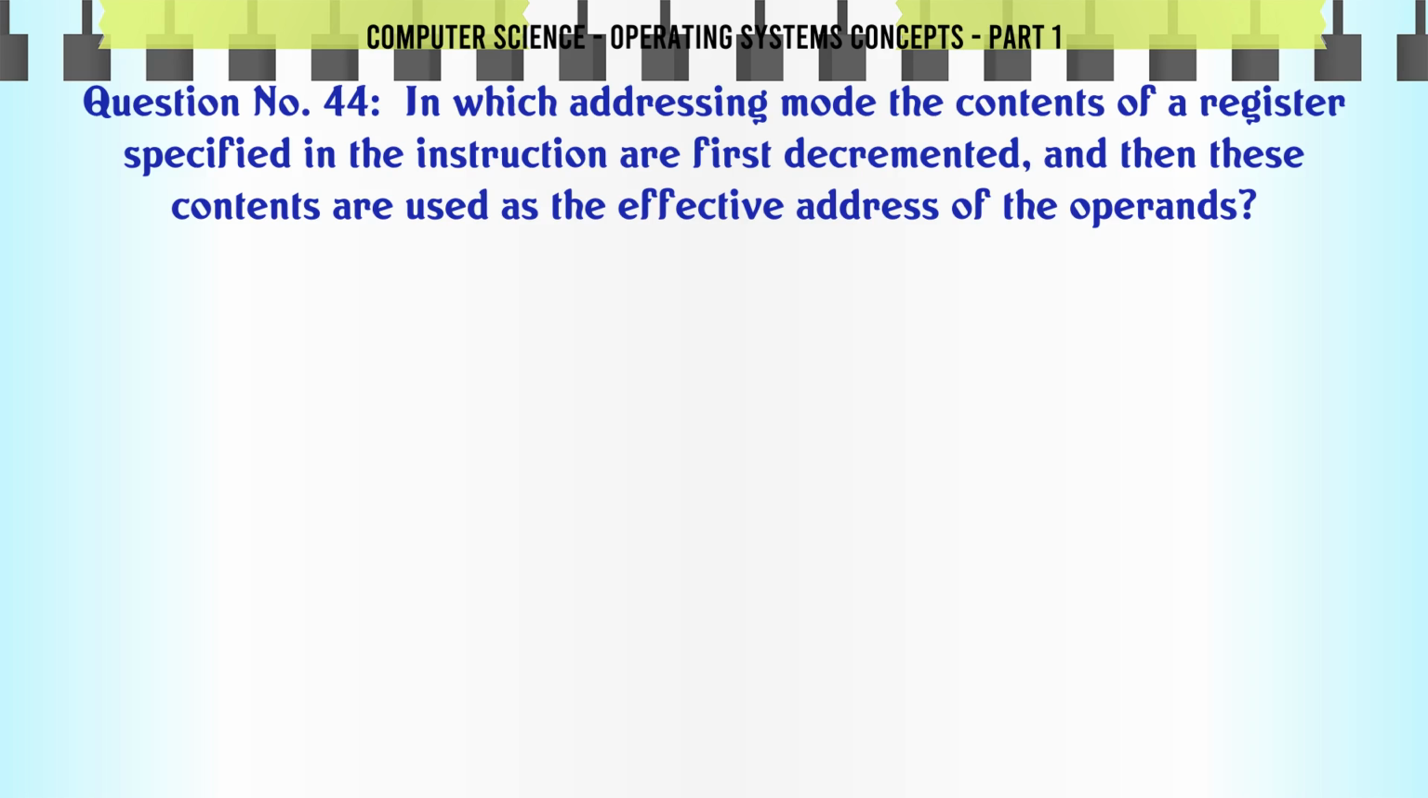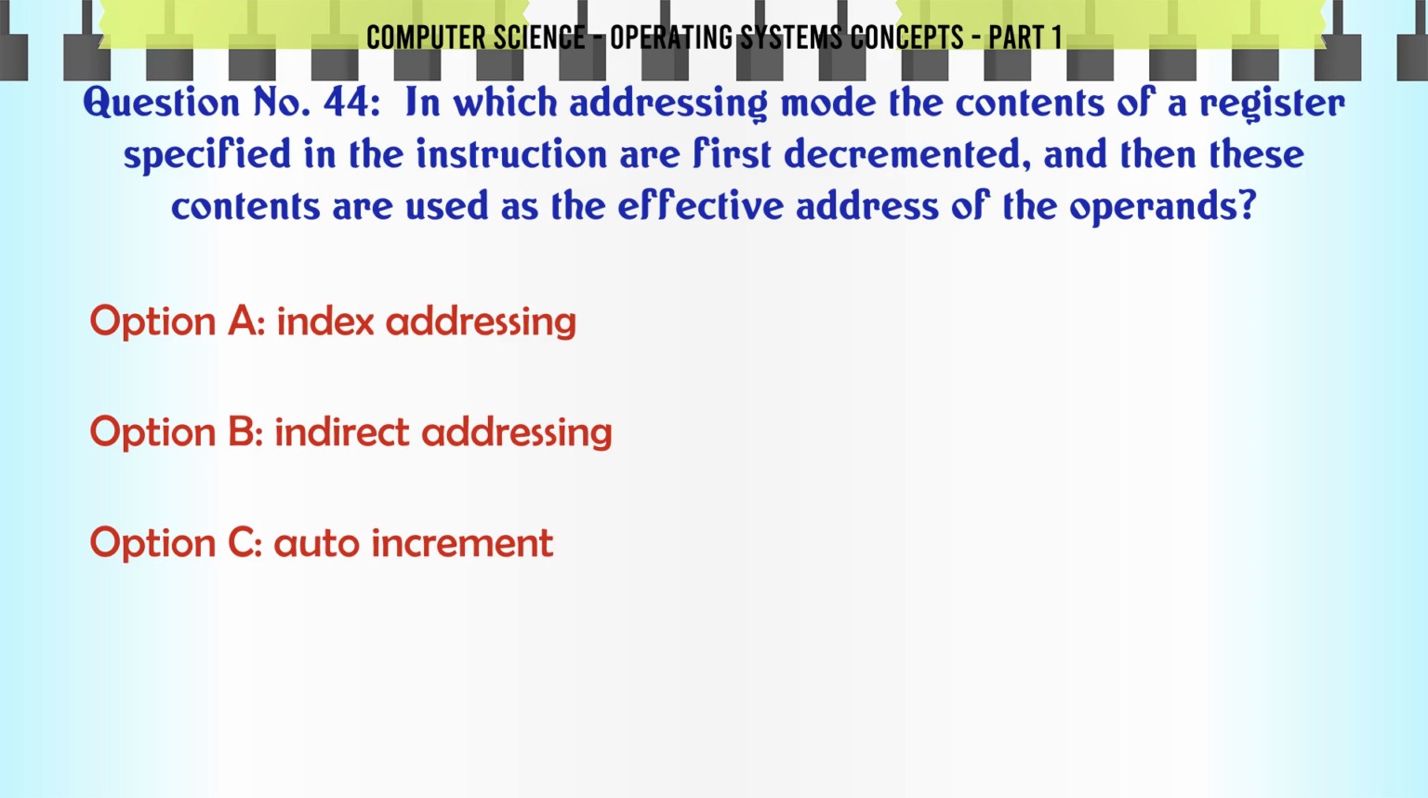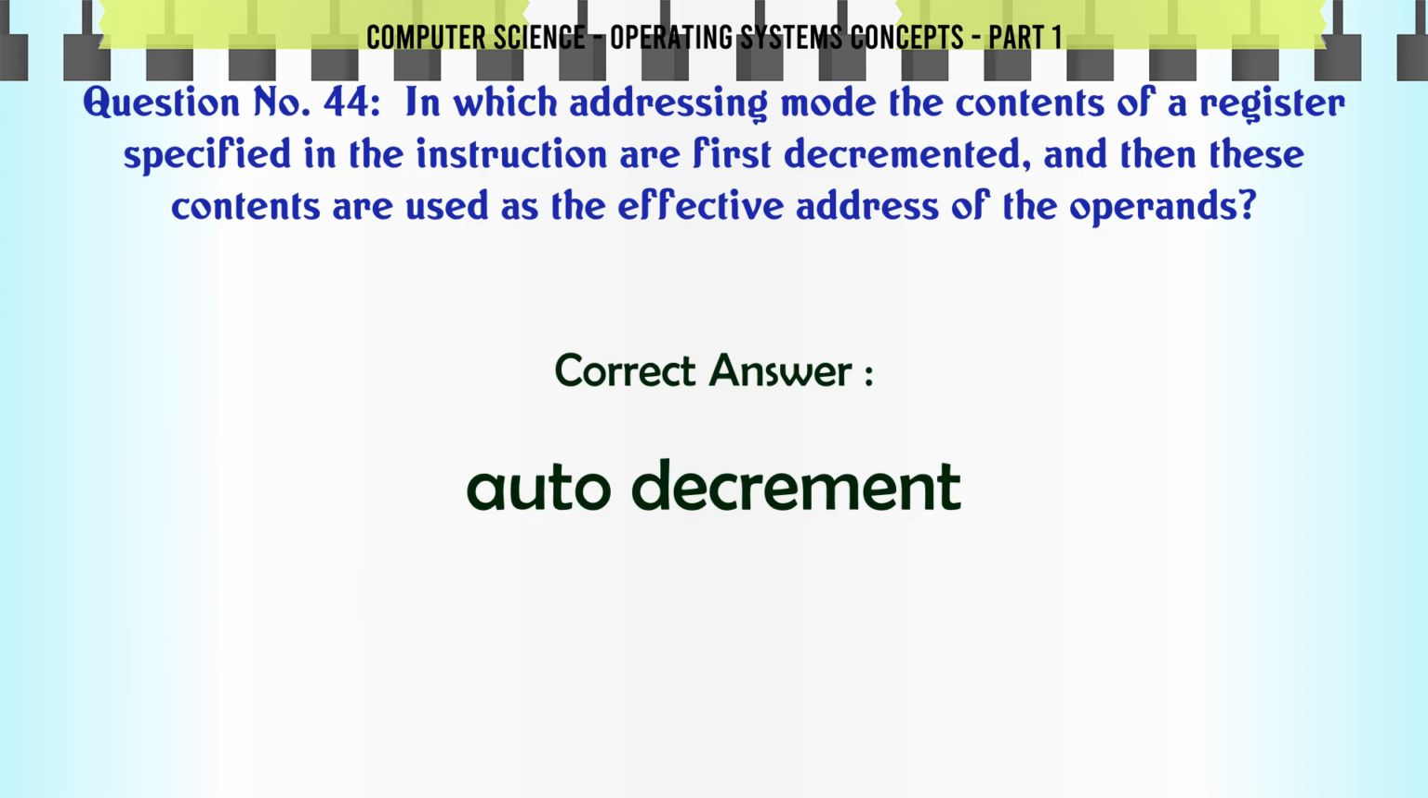In which addressing mode are the contents of a register specified in the instruction first decremented, and then these contents used as the effective address of the operands? A. Index addressing. B. Indirect addressing. C. Auto increment. D. Auto decrement. The correct answer is auto decrement.